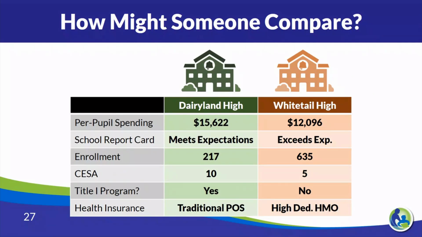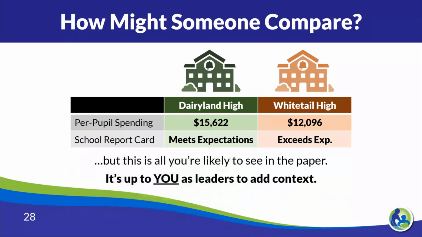I could have come up with 50 more things that could come into a comparison like this. But the fact of the matter is that when it gets to people actually publicly reporting on or talking about this number, this is about all you're likely to see in the paper. Maybe an article about how your high school stacks up against the other high schools in the conference. It's up to you as school leaders to be able to provide context for this information.